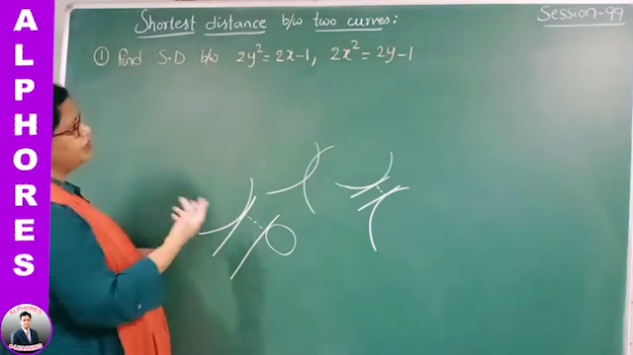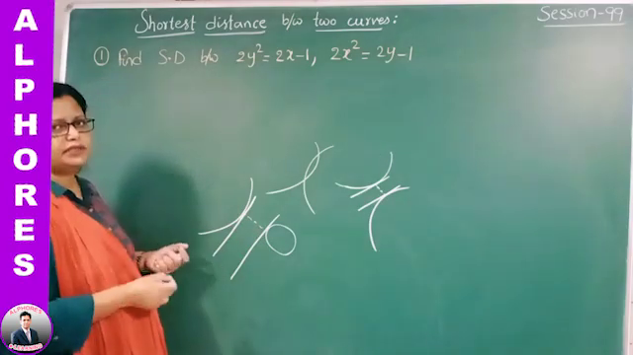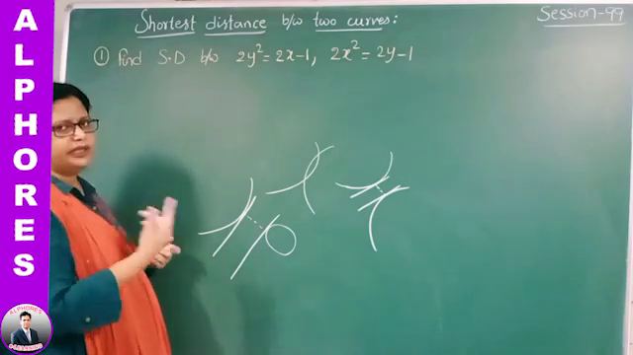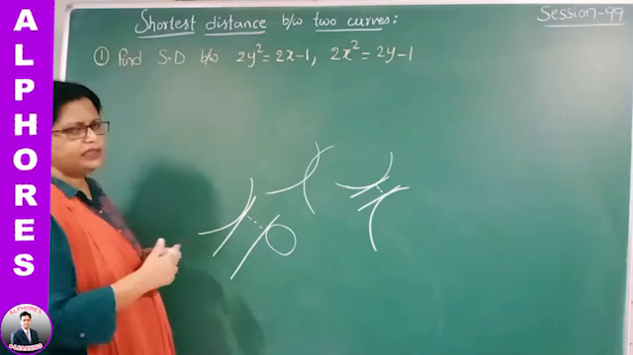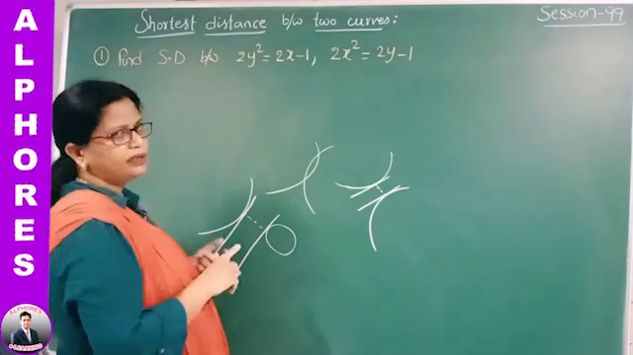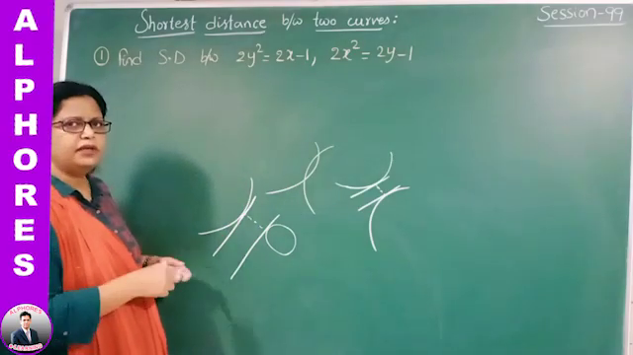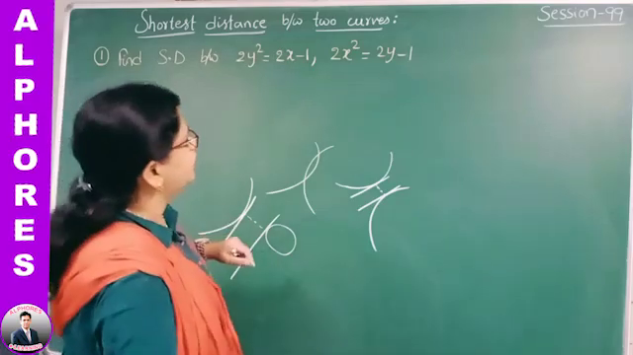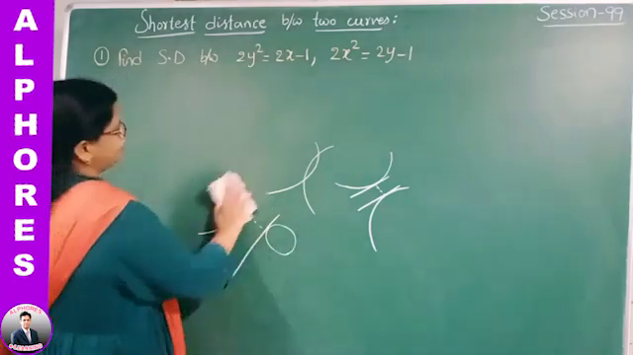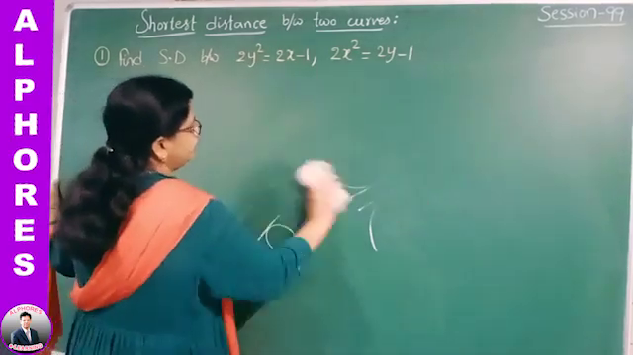So whenever they ask the concept of shortest distance between two curves, they definitely give curves that do not intersect each other. If at all they intersect or touch each other, obviously the shortest distance is nothing but 0. Therefore here first of all we have to observe how the two curves are.